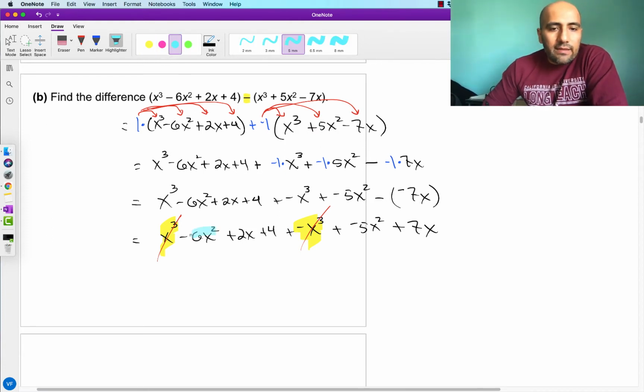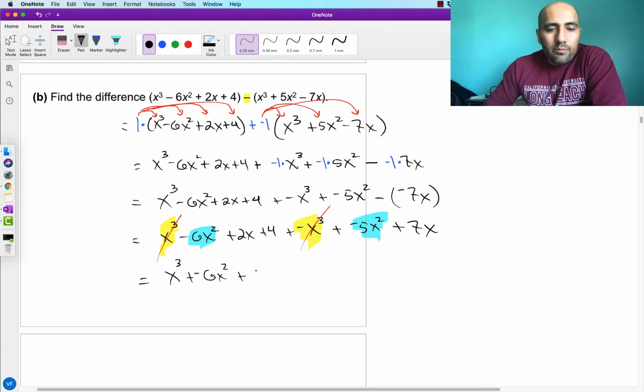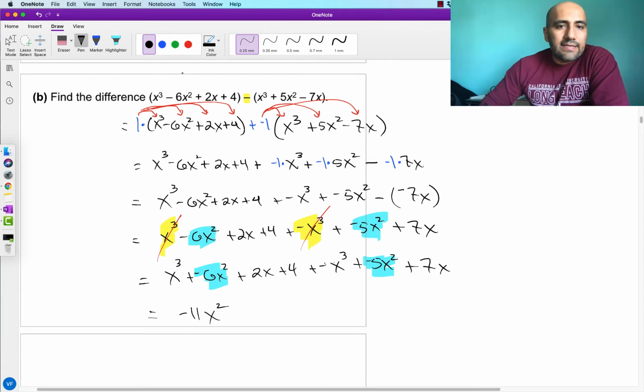Okay, so next we also note that this one and this one are like terms. And this is a subtraction of 6x squared, so this is the same thing as a negative. Right? So we can rewrite this as x cubed plus negative 6x squared plus 2x plus 4 plus negative x cubed plus negative 5x squared plus 7x. And so now negative 6x squared plus negative 5x squared, together they give you negative 11x squared, and that takes care of these guys. So we already eliminated that one, that one, that one, and that one.